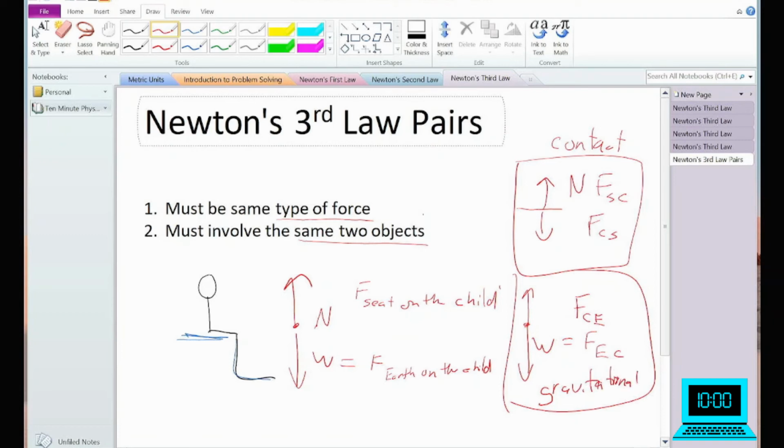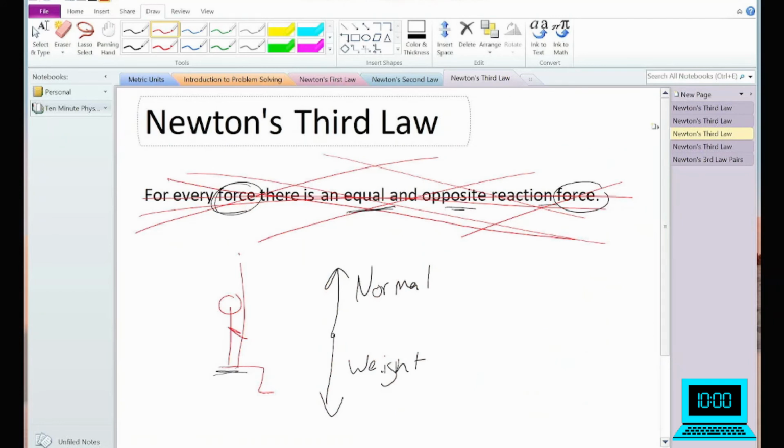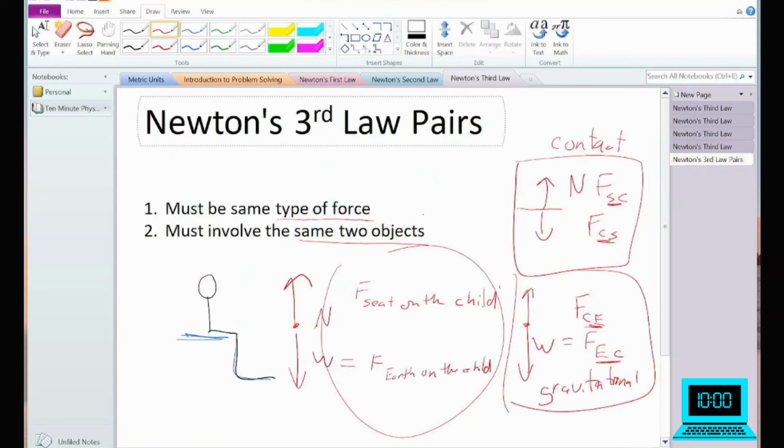It's the same two objects. Up here, it was the same two objects. When you just look at this and go with that really horrible definition, that every force has an equal and opposite reaction force, you say, oh, those two forces are equal. But as we said, that's actually the force of the seat on the child, and this going down is the force of the Earth on the child. There are three separate objects involved there, and that can't be for a Newton's third law pair.